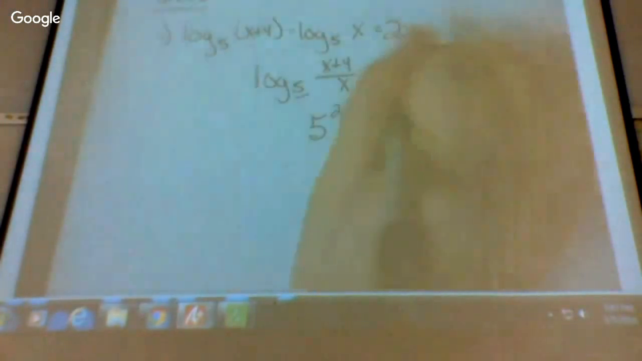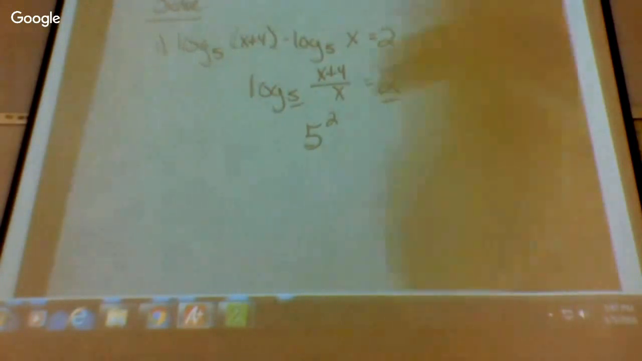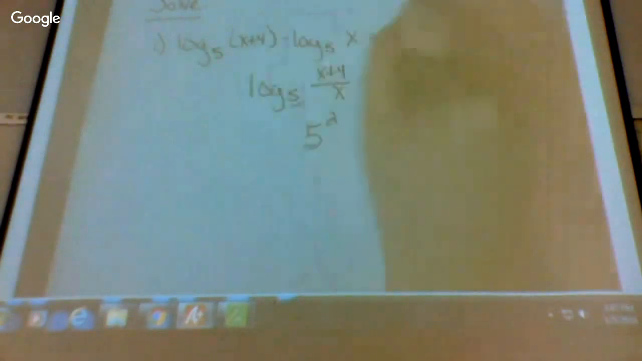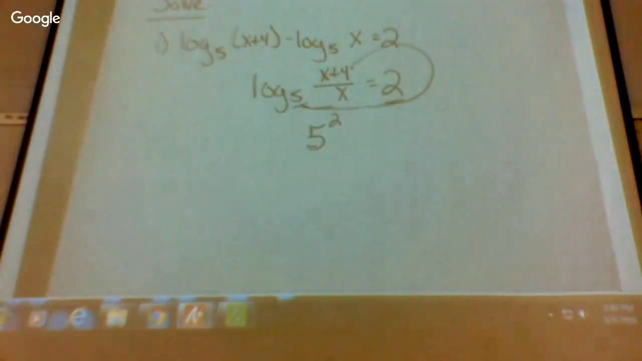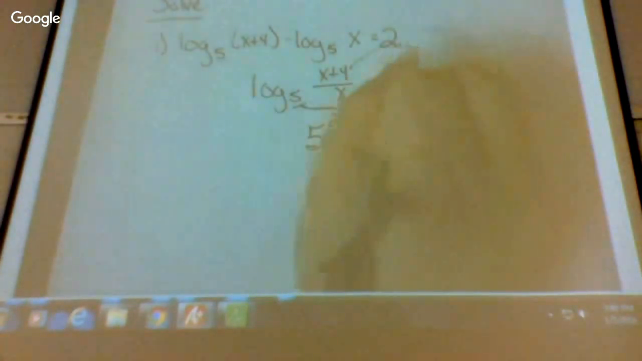Base, exponent. If you don't know that, you need to remember it. I don't know what other tricks to tell you other than base in the basement, exponent, exile. I also see people do some crazy curly thing. I don't know if that helps you. It does not help me. It's whatever works for you, not me. Okay, so 5 squared equals x plus 4 over x.